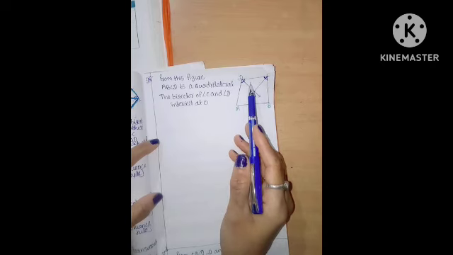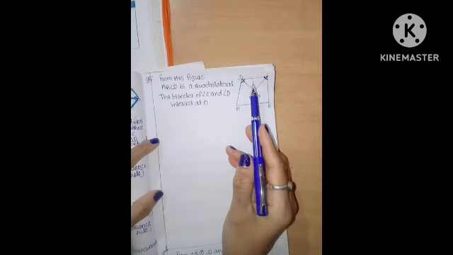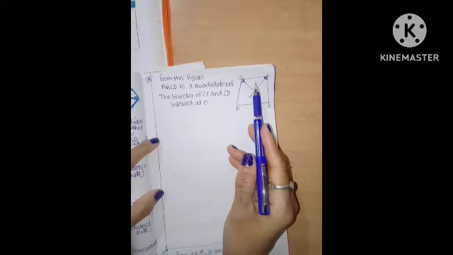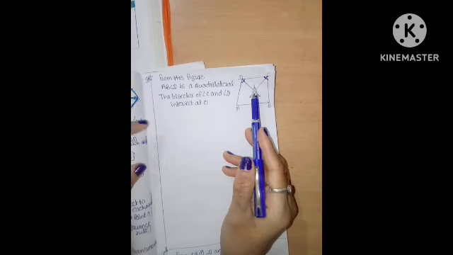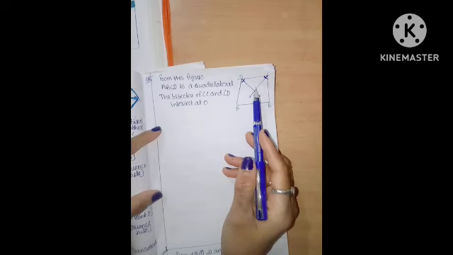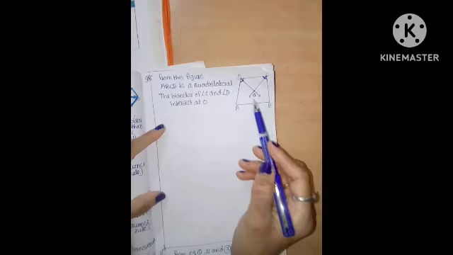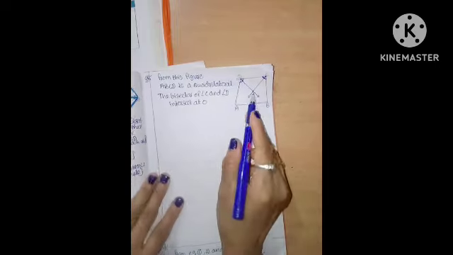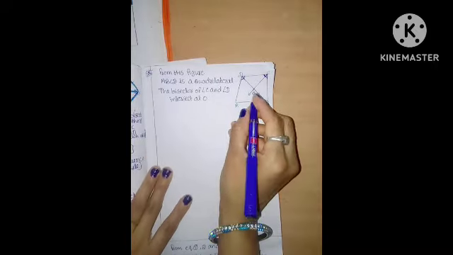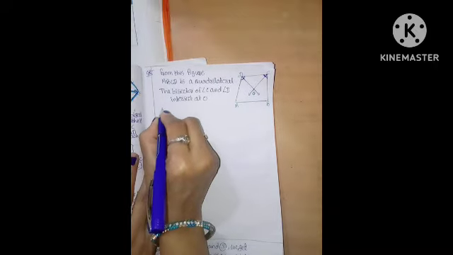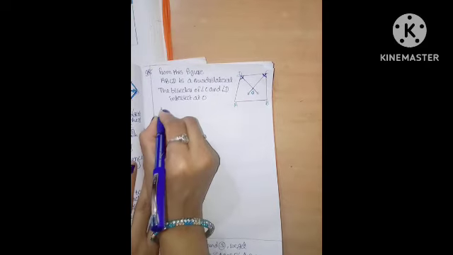Do you know the angle sum property in a triangle? The sum of the 3 angles is equal to how much? 180 degrees. So we apply the angle sum property in this problem, from these 2 figures. The same property is used in this problem only.